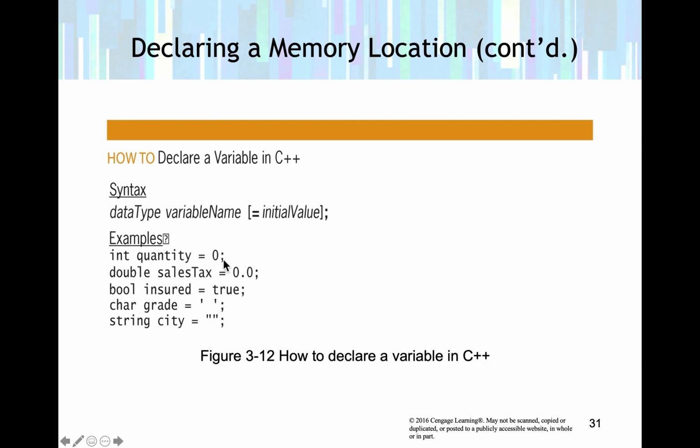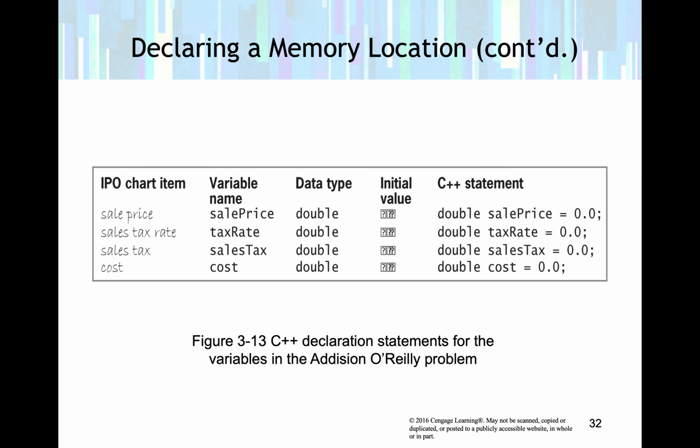The other thing to look at is this is the actual statement in C++. You have the data type, then the name of the variable, an equal sign, the initializing value, and then a semicolon. Each statement in C++ has to end in a semicolon. If you don't have a semicolon, you're going to get an error. So here is how we declare our values for our program.